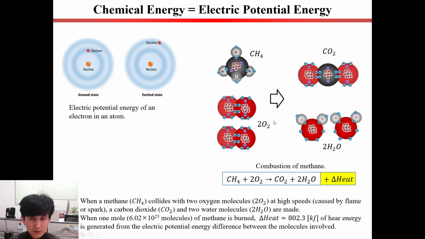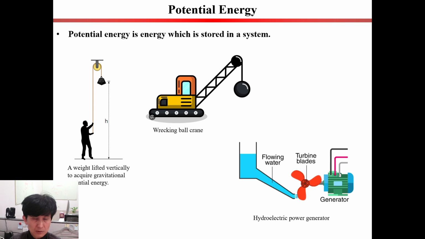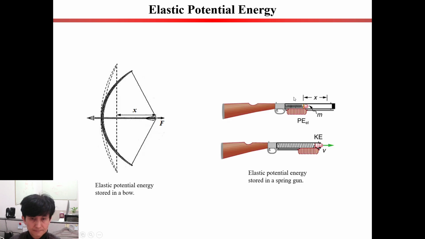So this kind of content will be covered in the second semester of engineering physics when we deal with electric force. But here in the first semester, as we are mostly working on gravitational force, we'll deal with gravitational potential energy in this chapter.